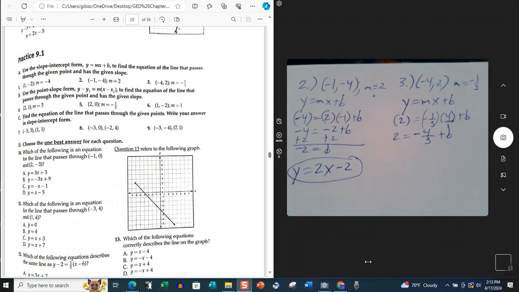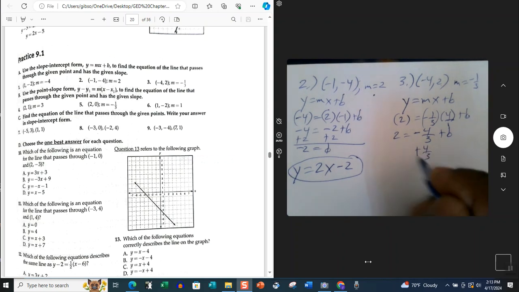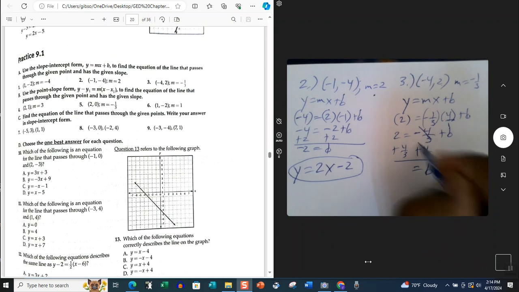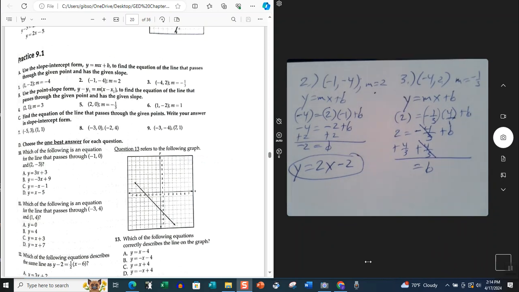Now, we have to get b by itself. So what we would do is add 4/3 to both sides. So 2 plus 4/3 would just equal b because these will simplify each other out. Now listen, we could do this one of two ways. Now 4/3, we could rewrite that as 1 1/3. We went over improper fractions before, so you know 4/3 is really 1 1/3. So what we could do here, we could say 2 plus 1 1/3. 2 plus 1 1/3 is 3 1/3 equals b.